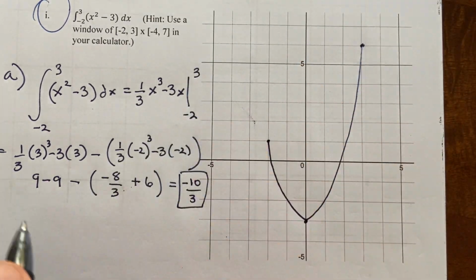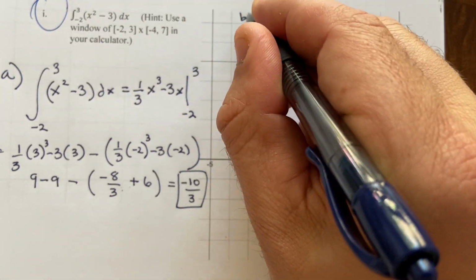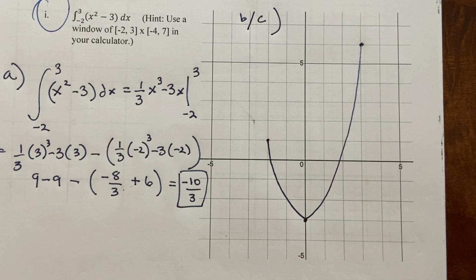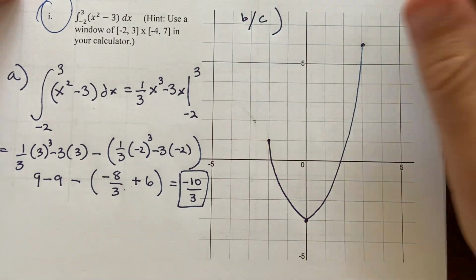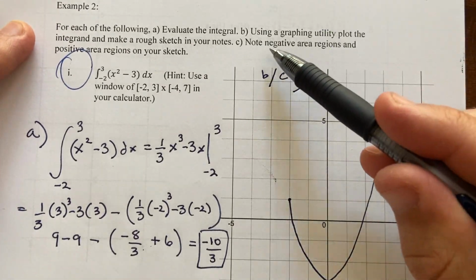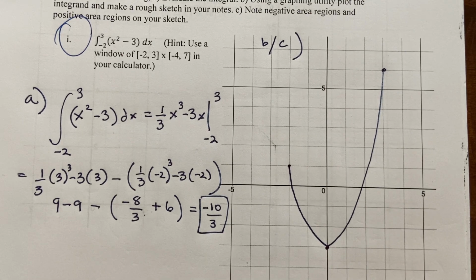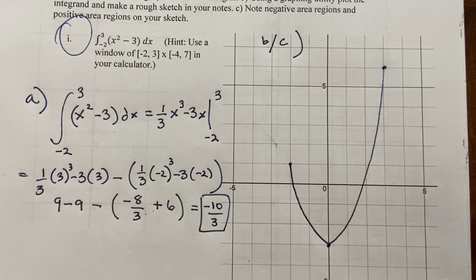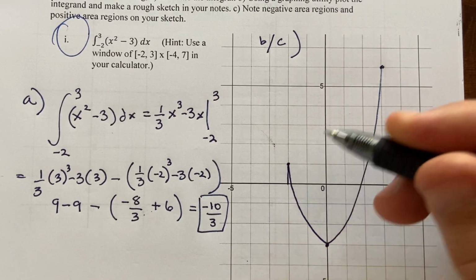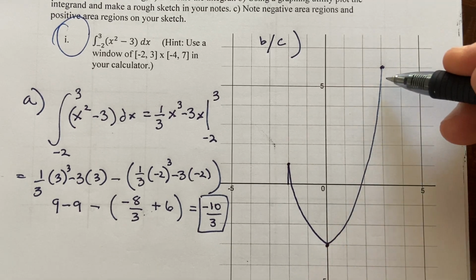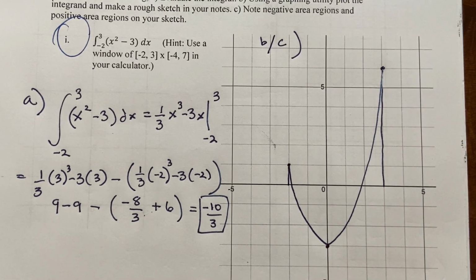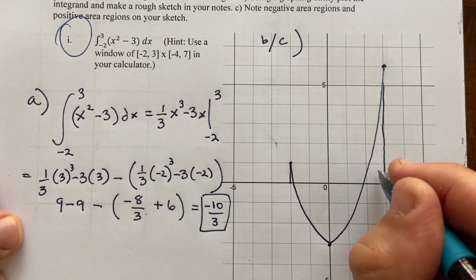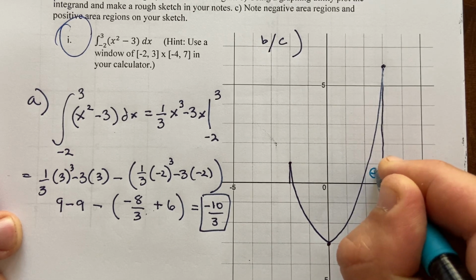So I'm moving on to part C now. This is part B/C here. Note the negative area regions and positive area regions. That's what part C is. Sorry, I was reading this. What you're doing when you're integrating over these intervals is, if you imagine this little sliver, this chunk of area, and then this other sliver, here you would have positive area throughout this region.